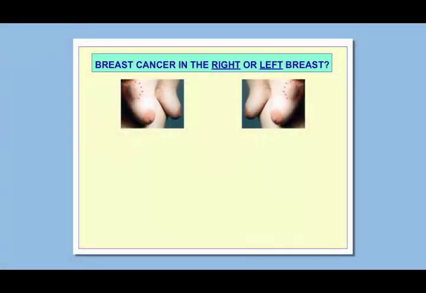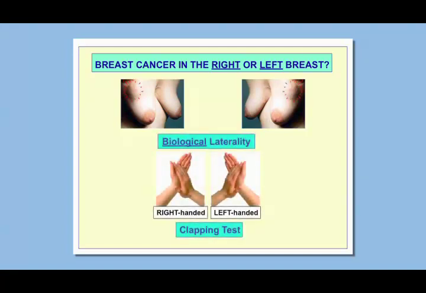Well, Dr. Hammer found that whether a woman has a tumor on the right or left breast is determined by her biological laterality. In other words, by her handedness. So this is not about whether a person writes with the right or left hand. Here we're talking about the biological laterality, which is determined at the first cell divisions, at the moment of conception.